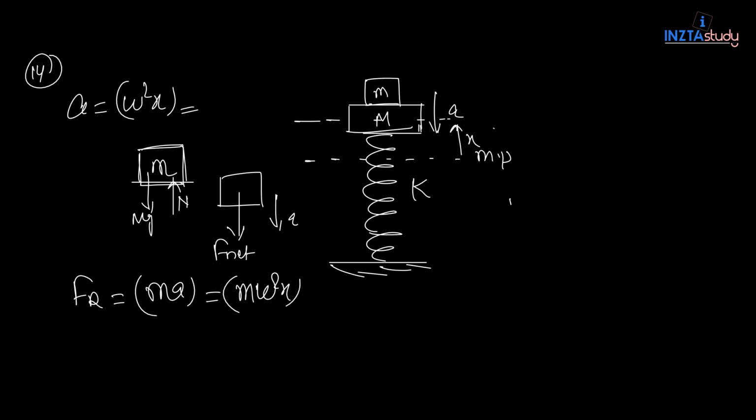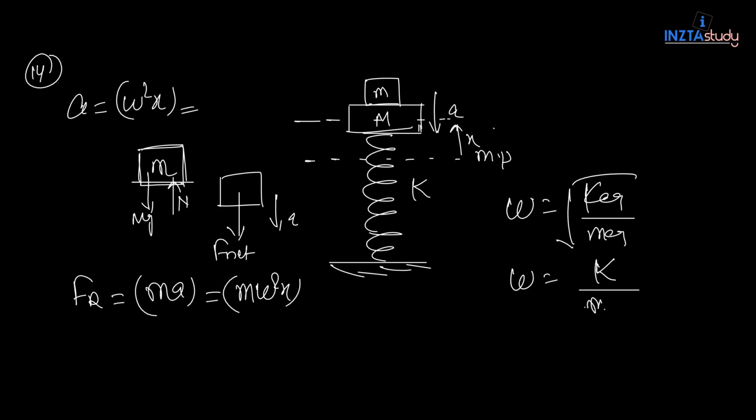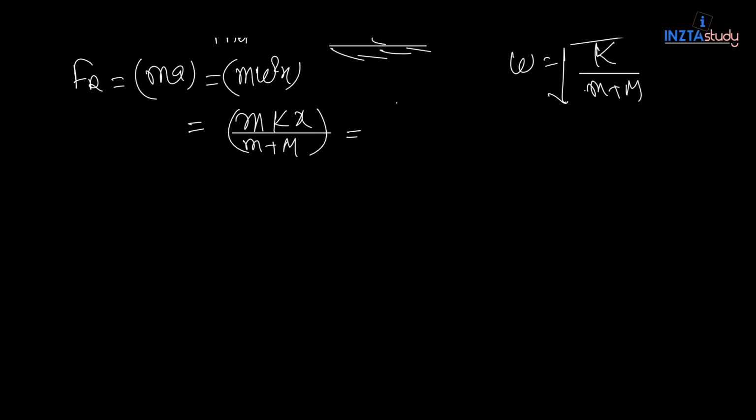Now omega is equal to, we know, root of k equivalent upon m equivalent. Here the total spring constant is k and the total mass is m plus capital M. So this is going to be m k x upon m plus M. This is the net force or resultant force which is acting on the smaller block.